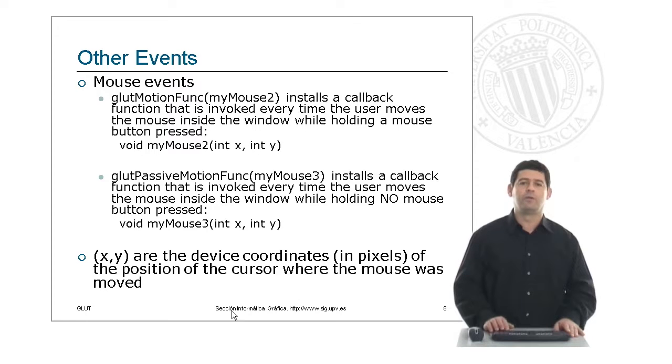The other type of mouse events are mouse movement events. They are installed using the functions GLOT motion func and GLOT passive motion func. The first one installs a callback that is invoked every time the user moves the mouse inside the window while holding a mouse button pressed. The second one is called when the user moves the mouse inside the window without holding any mouse button. Again, X and Y are the device coordinates in pixels of the position of the cursor while the mouse is moved.